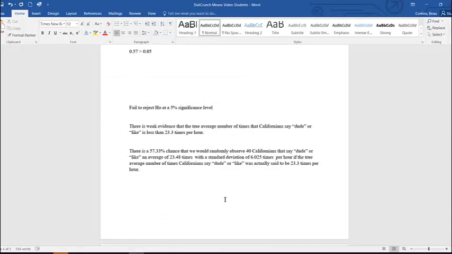Times per hour, if the true average number of times Californians say "dude" or "like" was actually said to be 23.3 times per hour. Again, times per hour is the units there. The difference in the interpretations here between what we were doing in proportions and what we do in means is it's not percentages anymore. Everything has context, units. That's what we focus on the most, our units.